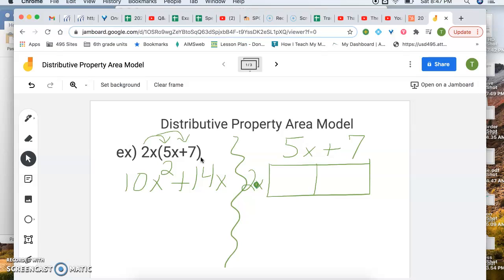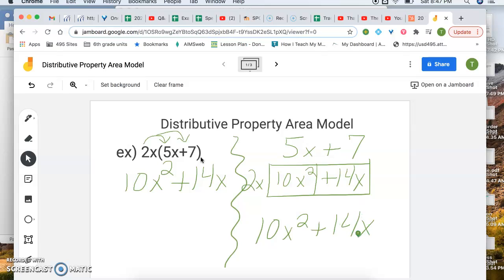Okay, the area model works because we can find the area of either of these two rectangles we've now made by just multiplying whatever the terms are. So same thing, we have this 2x times 5x, still going to give us that 10x squared, and then our 2x times that positive 7 will give us that positive 14x. Okay, so then we have our answer of 10x squared plus 14x.